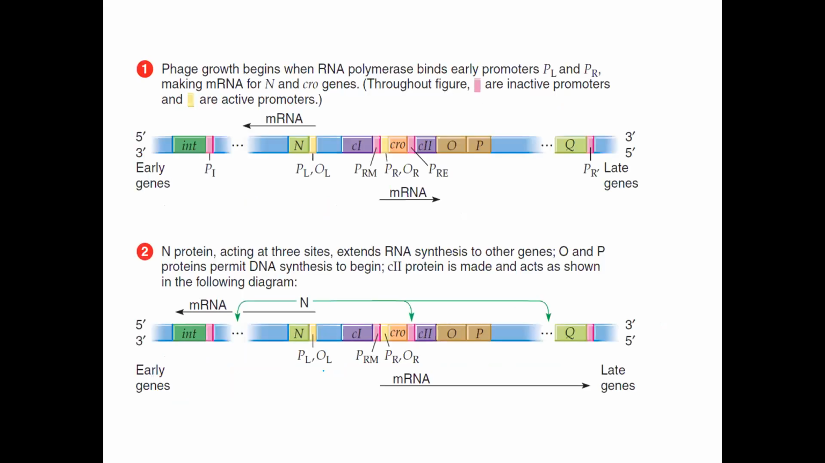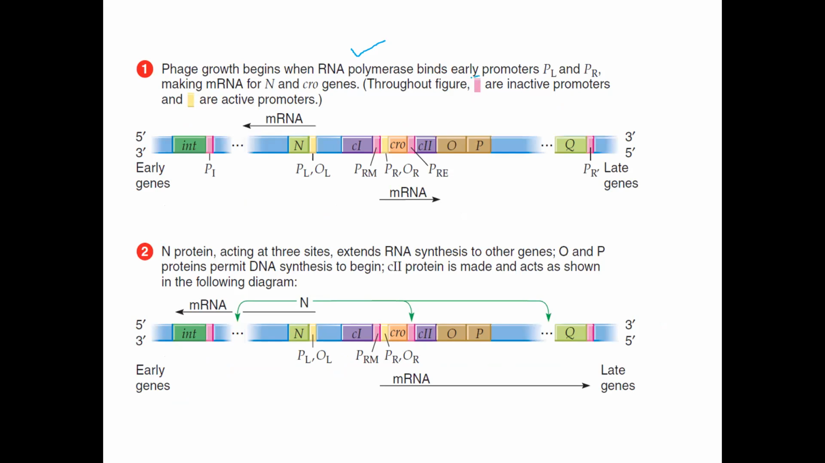Now, these are the early transcription events with the help of another diagram. Once the lambda phage has injected its DNA, the linear DNA is circularized, but here we are showing a part of that circular chromosome. And the phage growth begins when RNA polymerase binds to early promoters PL and PR, making N and CRO genes.